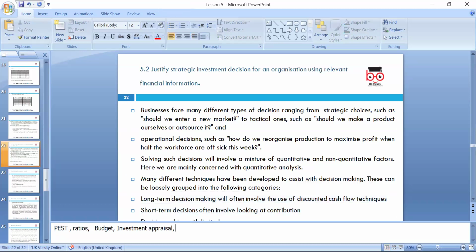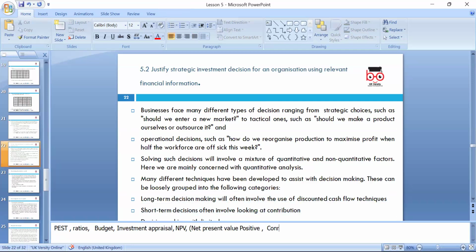We discussed NPV. What is NPV, the net present value method? If NPV comes out positive, you accept the project. If it comes out negative, you reject the project. That's quite crucial. For short-term decision making, we can look at contribution.